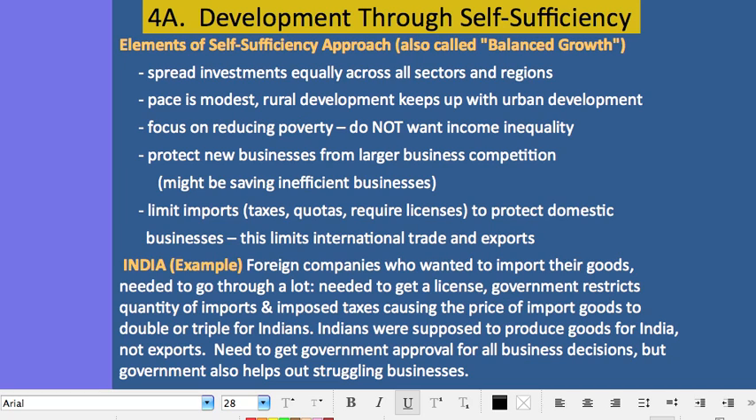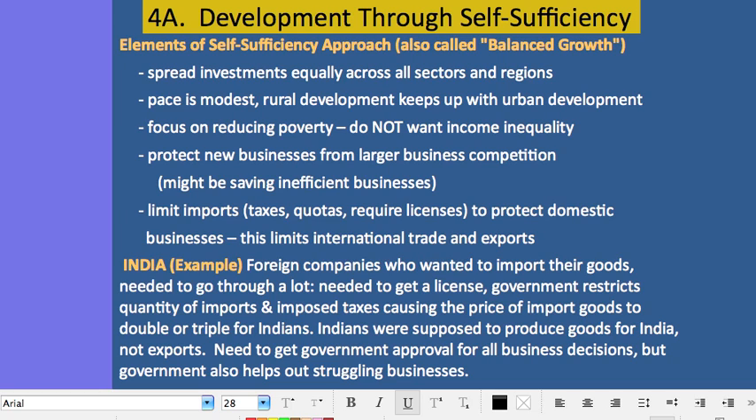The pace is very modest. It's not fast growth. Rural development keeps up with urban development. So because it's evenly spread throughout, it's very slow-paced growth, but everybody is helped. The focus is really to reduce poverty. You do not want income inequality. You want everybody to have the same amount of money.